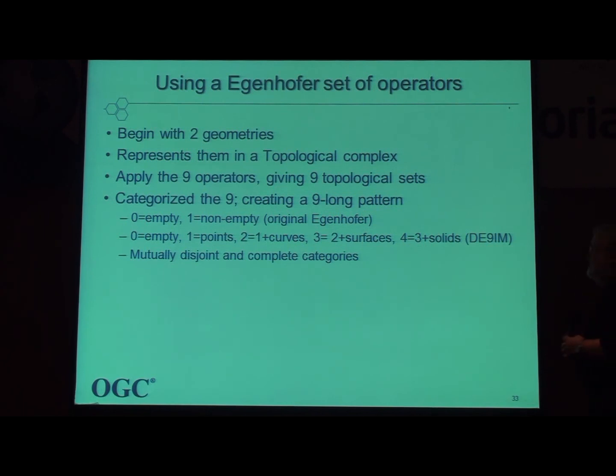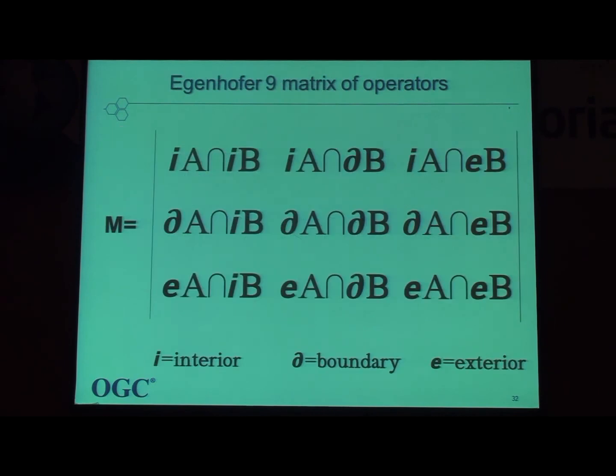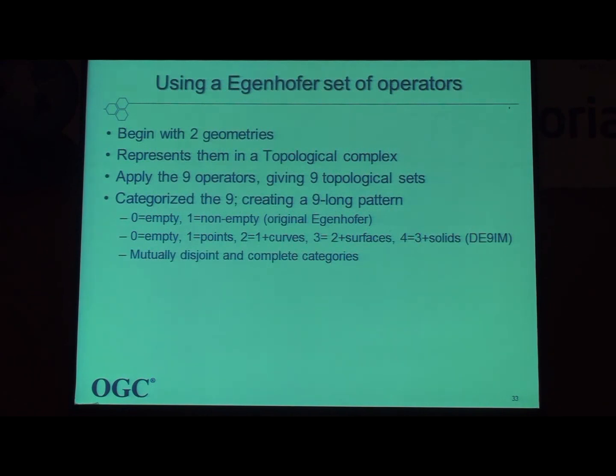Take two composite geometries, represent them in a topological complex. That means divide everything up into its primitive pieces so that you have a finite set of edges, a finite set of nodes, a finite set of faces, and the union of all of those is the entire space. You apply the 9 operator matrix, i.e. those things I just did on the previous screen. You apply those, and that gives you a matrix of sets. And then taking those, you categorize those sets in some manner.